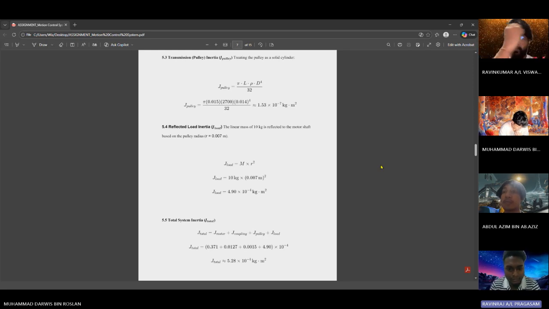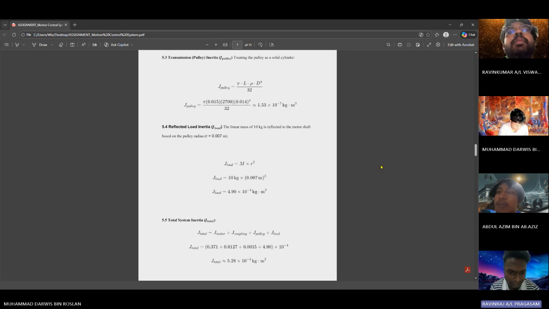Reflected load inertia. The linear mass of 10 kg is reflected to the motor shaft based on the pulley radius, which is 0.007 meter. Then J load is 10 kg multiplied by 0.007 squared, which is 4.90 multiplied by 10 to the negative 4 kg m².